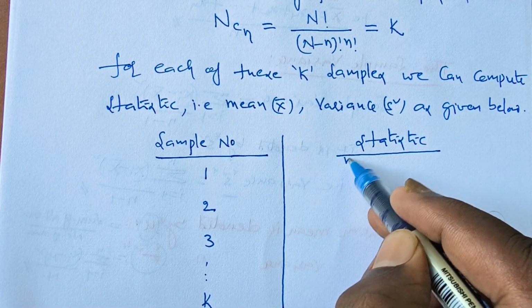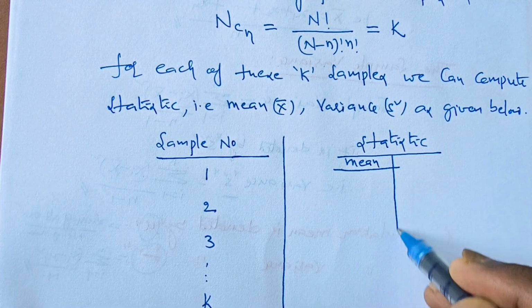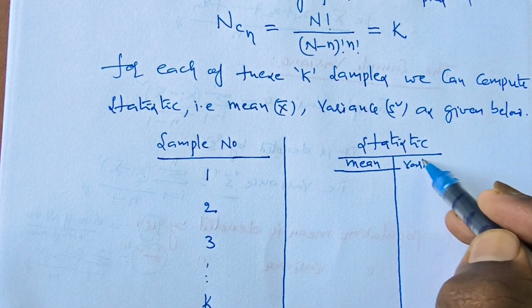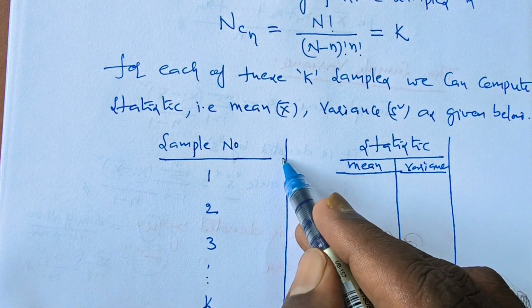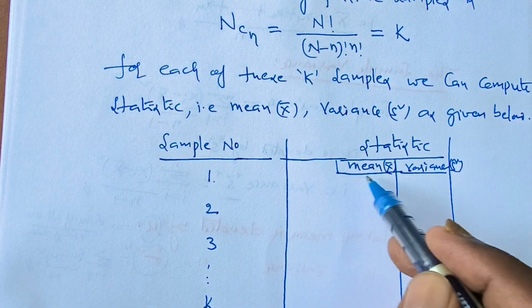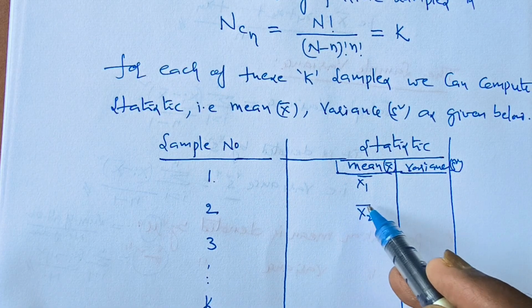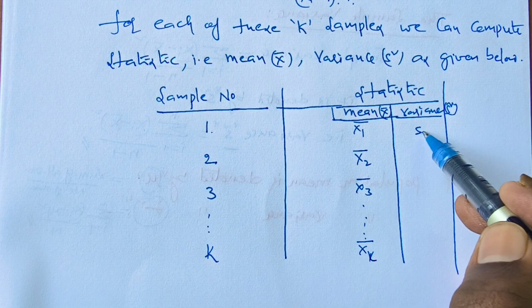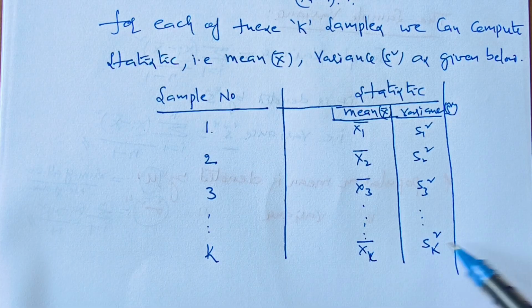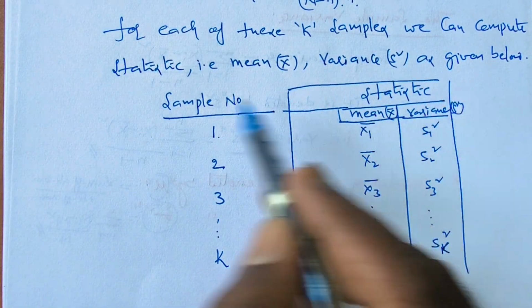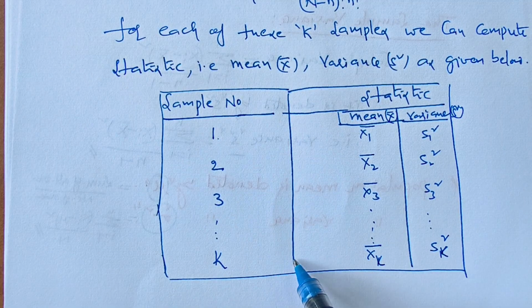In the statistics column, statistics means mean and variance. That's why column 2 is again divided into two subcolumns, the mean column and the variance column. For each sample we have the mean values like this: x1 bar, x2 bar and so on, xk bar. Similarly, the variance values are s1 square, s2 square, s3 square and so on, sk square. So this is the tabular form of the sampling distribution.